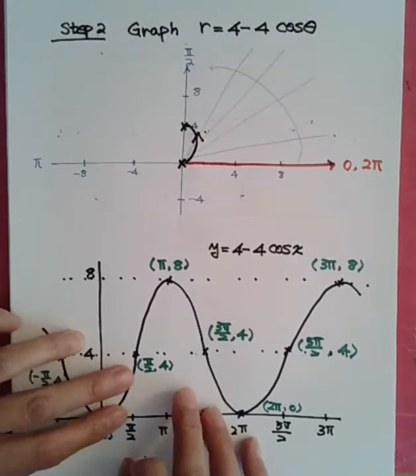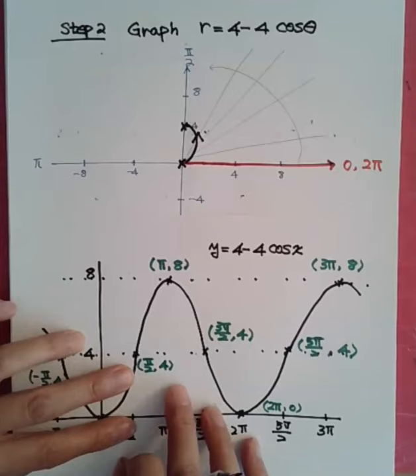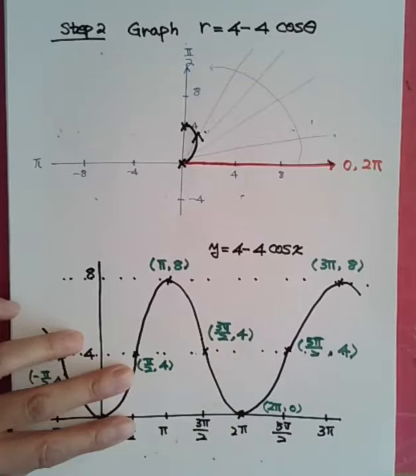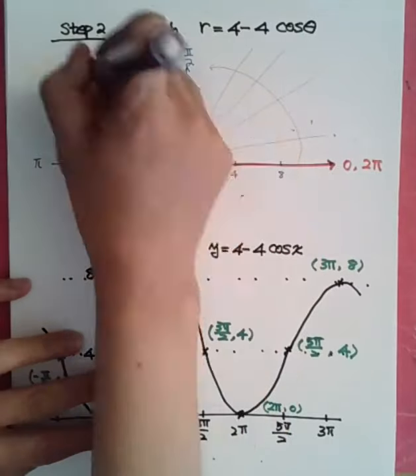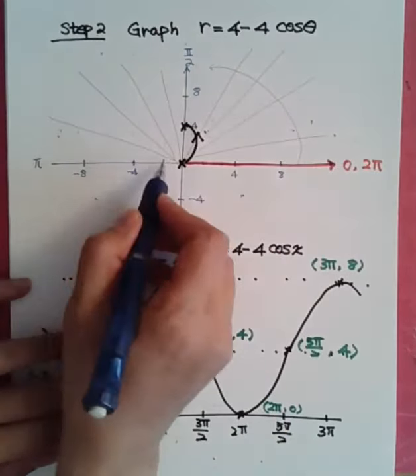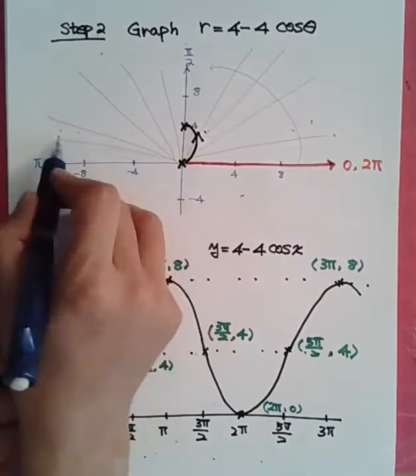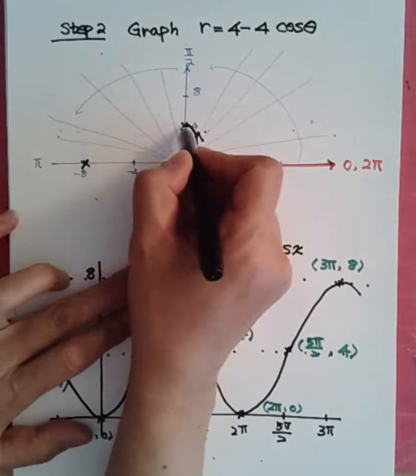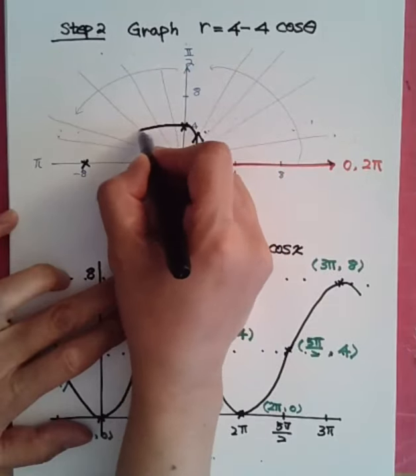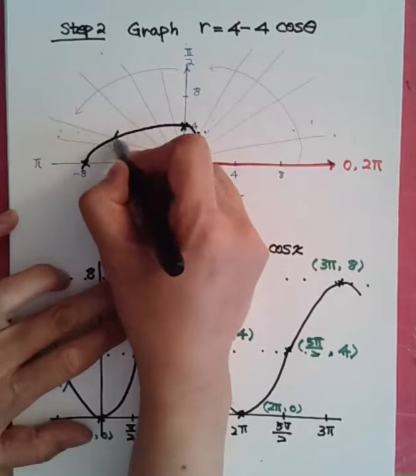When angle varies from pi over 2 to pi, the distance will increase from 4 to 8. So we are thinking about angles between pi over 2 to pi, and we follow this direction because angle increases. The distance was 4, and in the end it should be 8 here. So the points will vary along this curve.